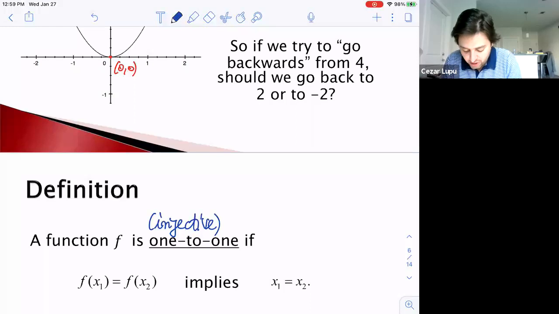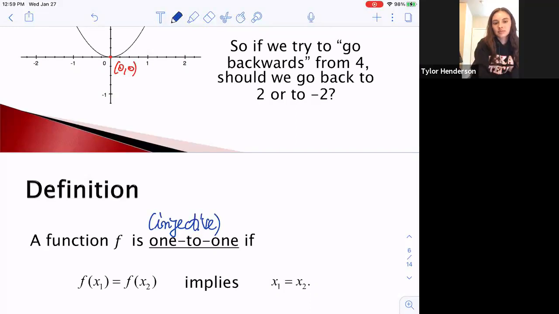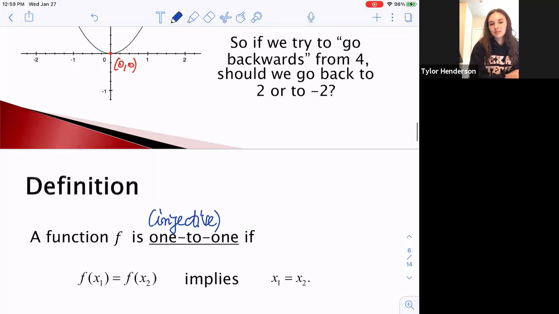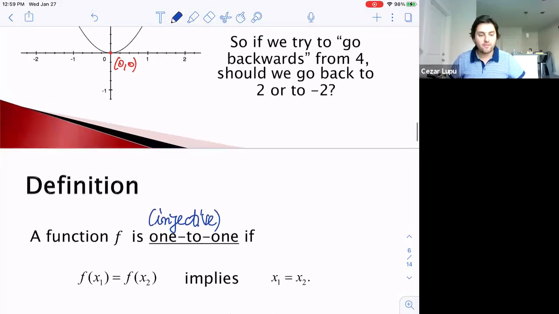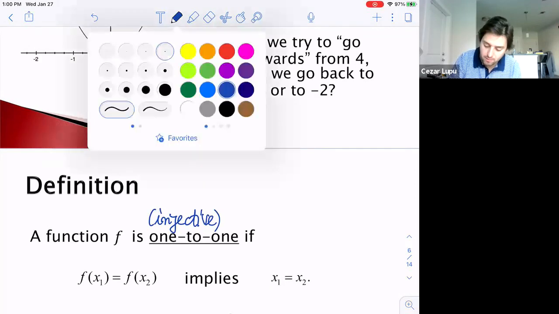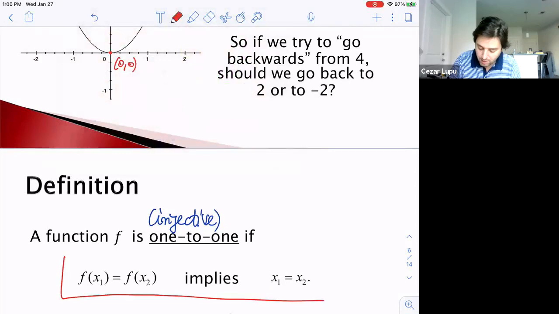Like I said, a function f is one-to-one if this condition happens. Look at it here. If f of x1, so given 2 points, such that f of x1 is the same as f of x2, this will imply that x1 equals x2. This is a very important condition. Keep this in mind.